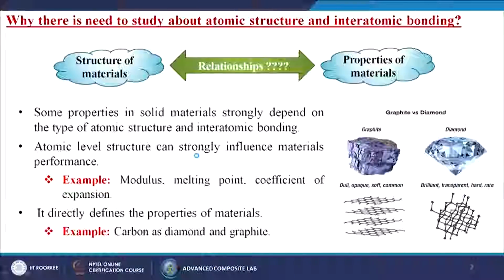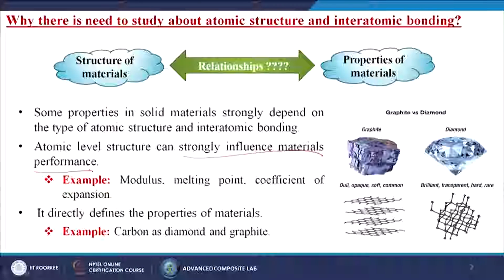We have gone through this in class 10 or class 12 standards. Of course, every material has some atomic structure and interatomic bonding, because the atoms are closely packed with some bonding, otherwise the atoms could go randomly anywhere. So there should be some force acting between the atoms. Atomic level structure can strongly influence the material performance, and this is the vital point. What are the material performances? Generally we can talk about the modulus, the melting point, the coefficient of expansion. So it directly defines the properties of materials.